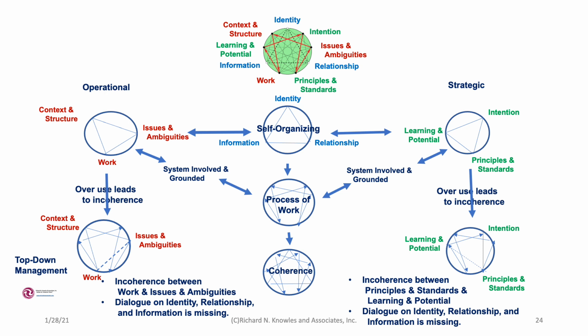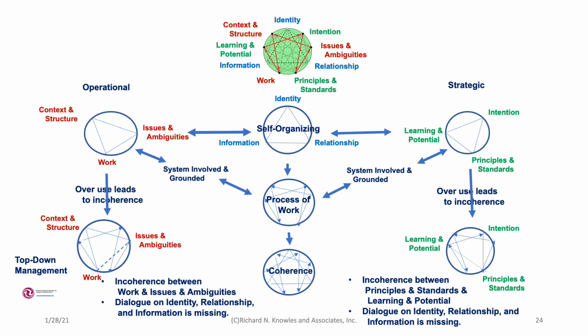I want to talk some more about this and give you a sense of bringing these together into harmony. The Process Enneagram figure is shown at the top of this slide. Right below it is the self-organizing leadership process. On the left-hand side is the operational leadership process, where issues and ambiguities, structure, and work are connected. On the right-hand side the strategic leadership process is shown, where intention, principles and standards, and learning and potential are connected. And as I said earlier, the leader has to have the situational awareness to know which of these 3 he or she should be using.